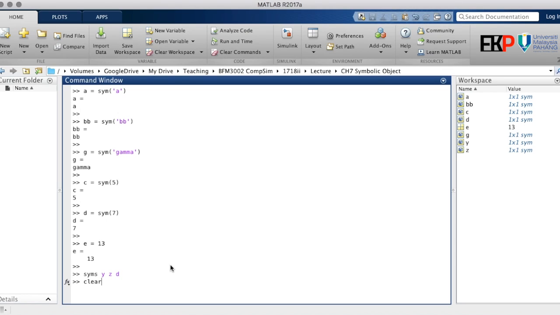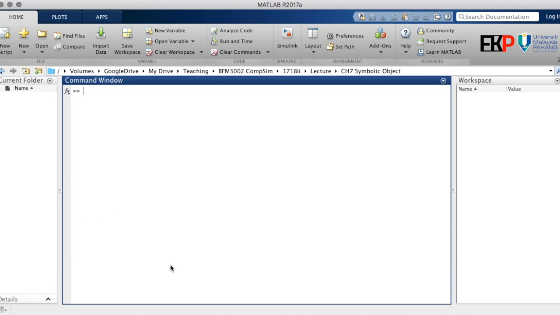Okay, so let's clear this and define again. Now we want to see how we can define a symbolic expression. So I'm going to type in here, creating a symbolic expression. Let's define several variables. I want to define A, B, C, X, and Y. When I press enter, you see A, B, C, X, and Y have been created in the workspace. These are all symbolic objects.